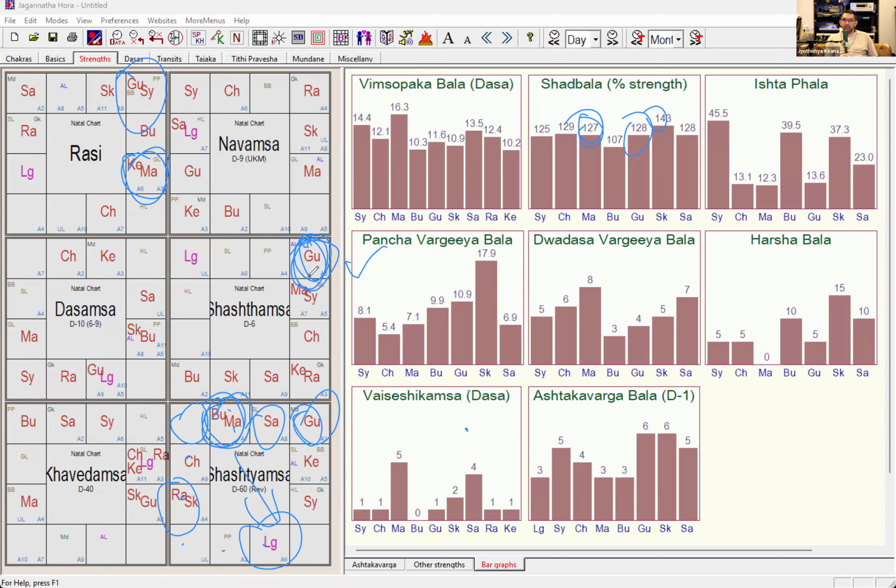But it may, but in Shadbala, Buddha is weak, no? So still it will affect. So Buddha is weak. So Mangala will override Buddha. That is why Mangala is affecting Lagna more than Buddha.